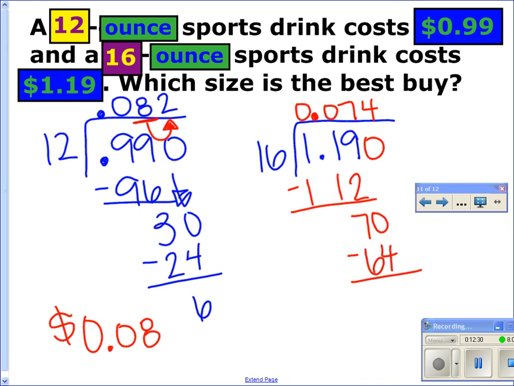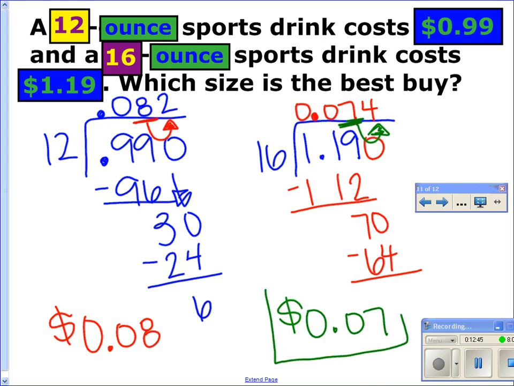The 7 is in the hundredths place. It looks to the 4. The 4 tells the 7 to stay the same. So it is 7 cents. The better buy for this problem, we want to spend the least amount of money. So the better buy here is 7 cents.